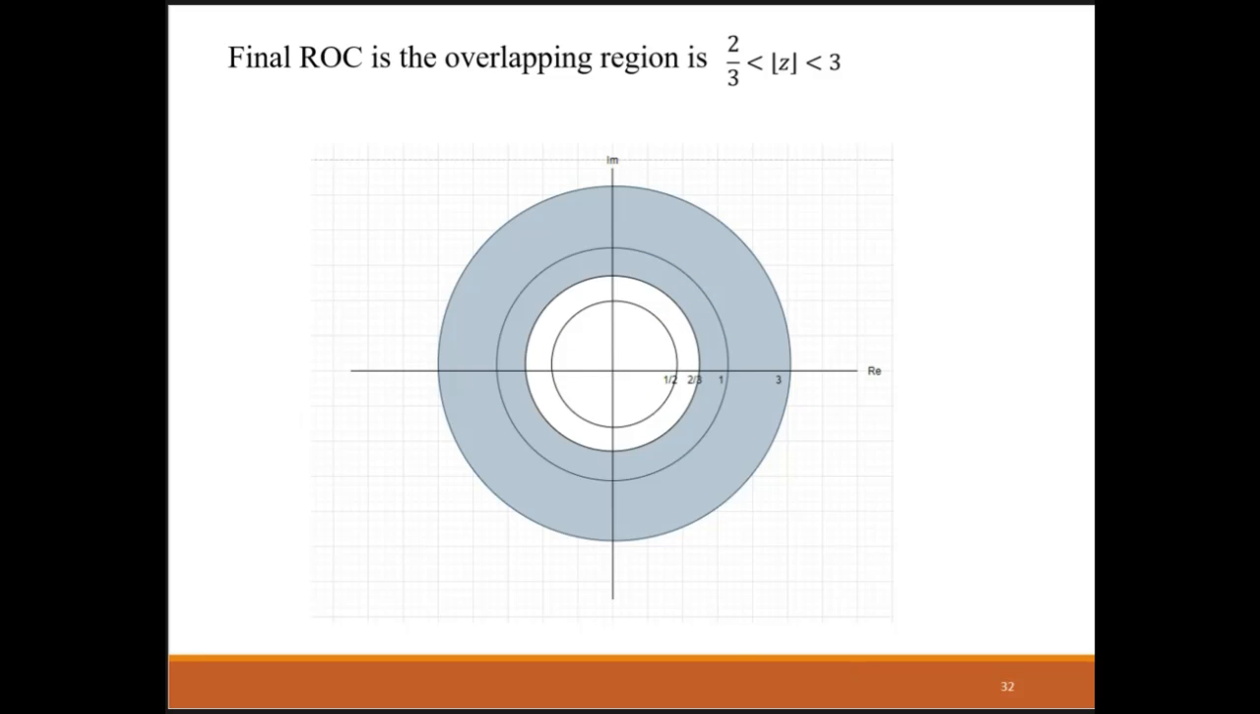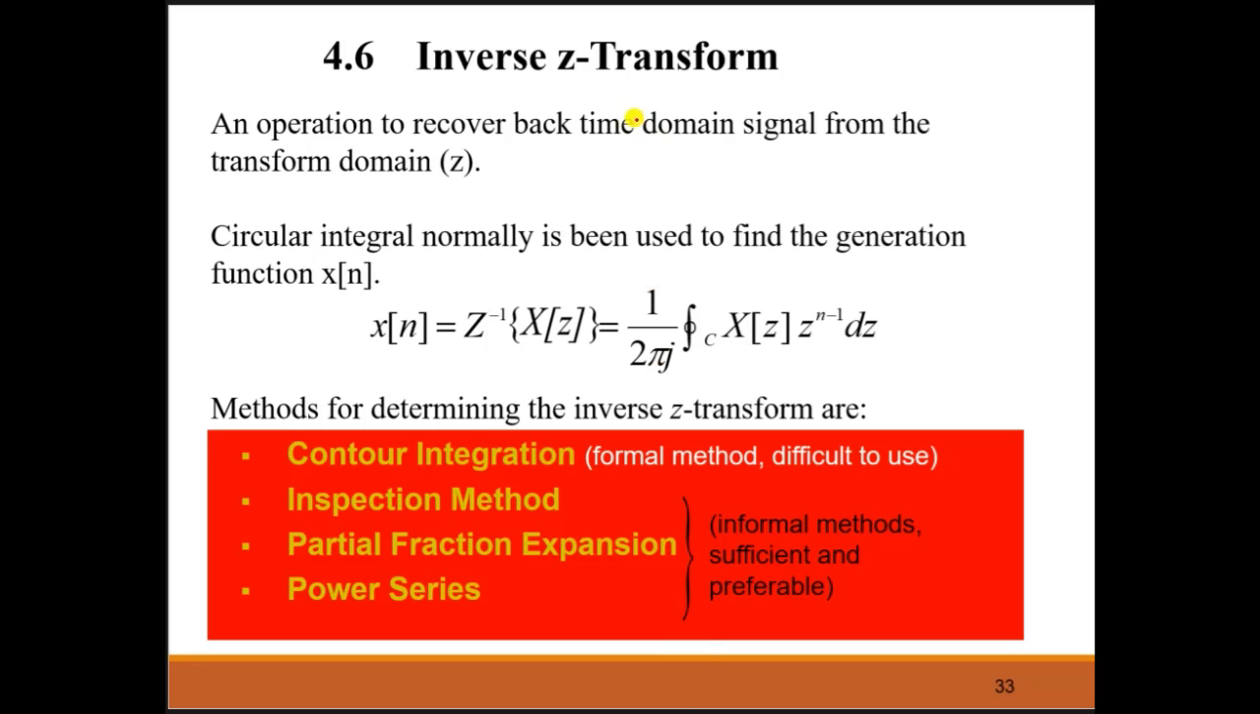Okay. Alright. Now we look at the inverse Z transform. Okay, we want to convert from the Z transform to the sequence. So what is the inverse Z transform? It's an operation to recover the time domain signal from the Z transform. Okay, usually we use the circular integral or contour integration, but what we can do is, because we have that table, you can use the inspection method, and also in several cases you have to use partial fraction expansion or power series.